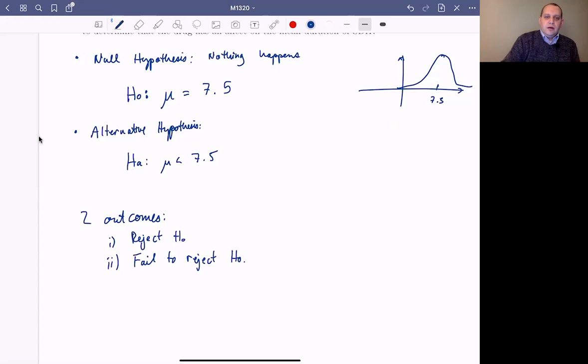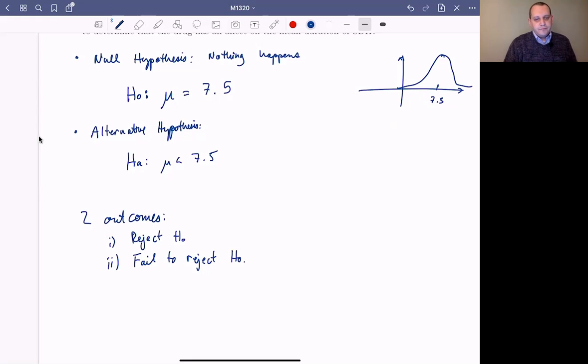I think of this like a court of law: you're innocent until proven guilty. You go through the trial, you're either guilty or not guilty. You're never ruled innocent. Hypothesis testing is the same, right? Either you reject the null hypothesis or you fail to reject the null hypothesis. We're not saying for sure that the alternative hypothesis is true or not. All we're saying is, do we have enough evidence to reject the null hypothesis or not?